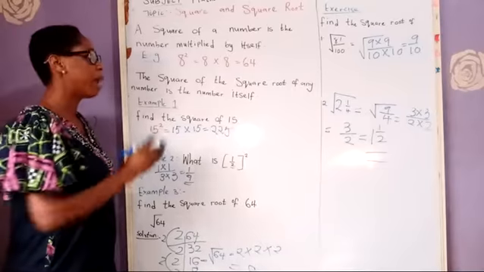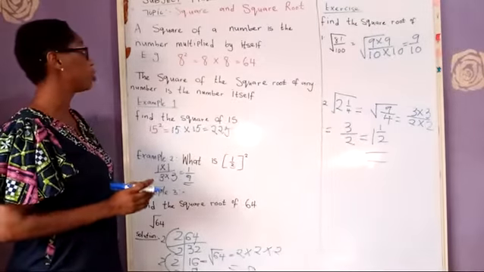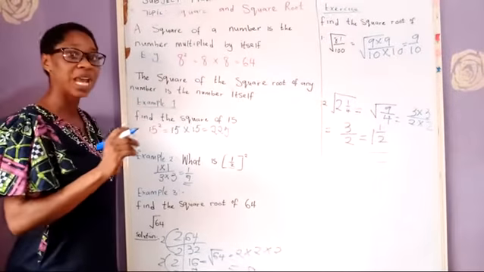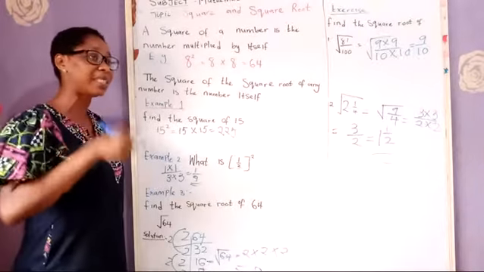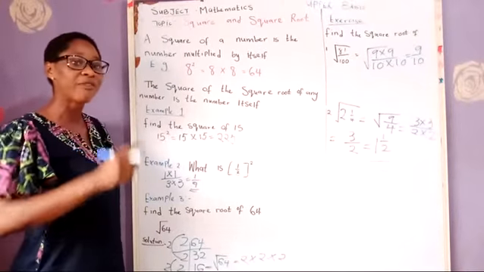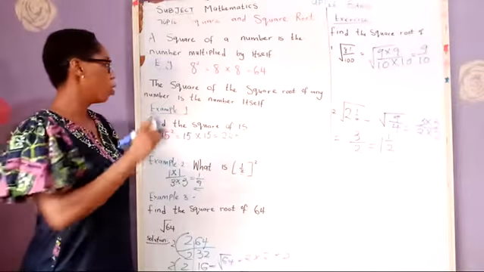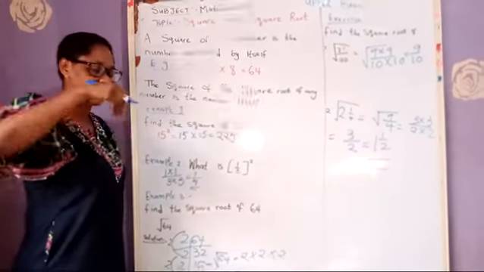Children, I believe with this few explanation, you should be able to differentiate between a square and a square root. Don't forget that we say a square of a number is the number multiplied by itself. So it means when you have 100, you are going to multiply 100 by itself. And the square of the square root of any number is the number itself.